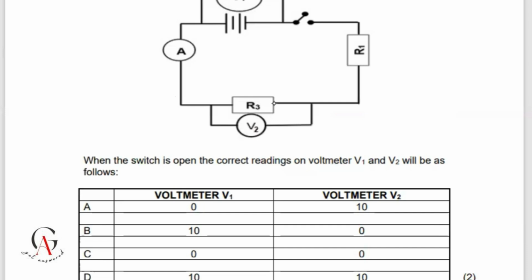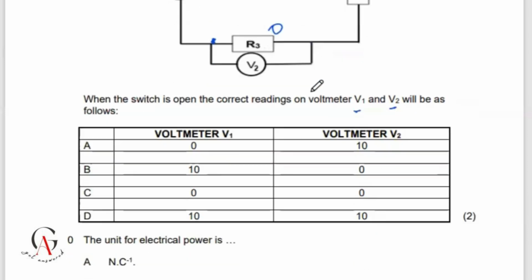So when the switch is open, what will be the correct reading of the voltmeters V1 and V2? One thing we know is that V1 is just connected across the terminals of the battery, so V1 is going to register the 10V. But V2 is just connected across one terminal of the battery, this one. This one is not connected because of the open switch. So this is going to be 0. So I need 10 for V1 and then 0 for V2, which is option B.